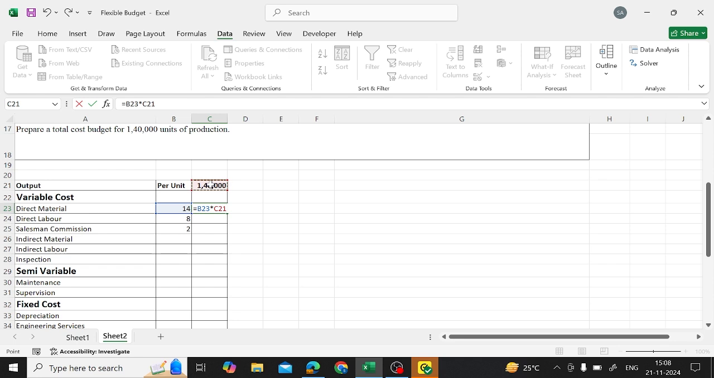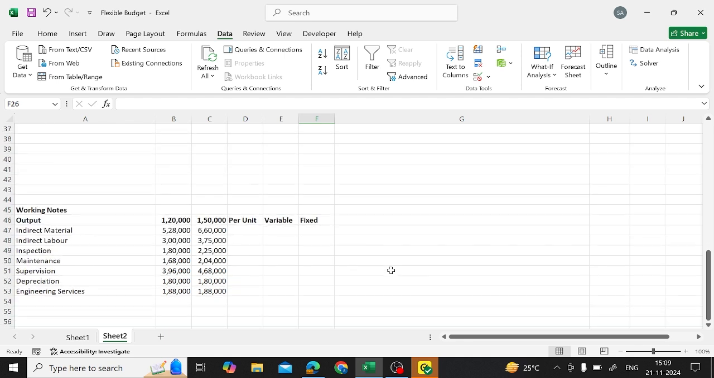Okay, so here also I can make it fixed, because I have to drag it for every other cost also. So we can get the sales commission and indirect labor and material. Now for the indirect material, we have to find whether it is all fixed or semi-variable, and if it is semi-variable, how much is variable and fixed. So what I have already done is write these two outputs and the different costs given at these two outputs.